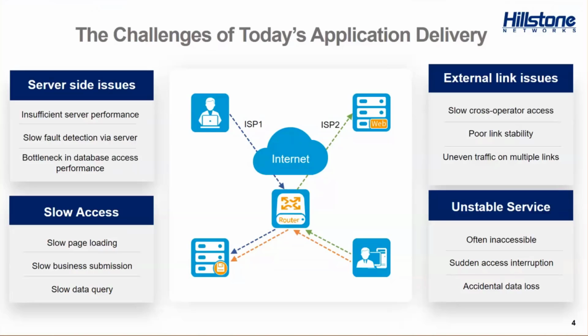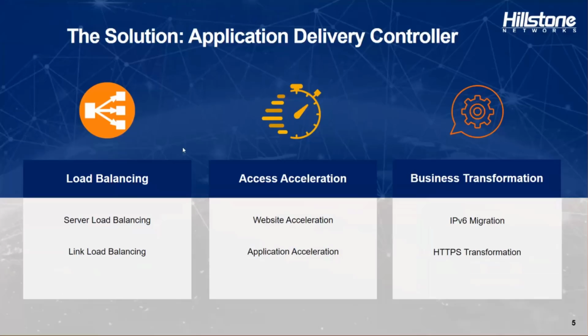So how do we address these unacceptable issues? We need to build redundancy on the server side, and we need to build redundancy on the external links on the network side. And this is where ADC comes in. ADC can help you simultaneously build a redundant server and a redundant link deployment. There are several main functionalities in ADC.